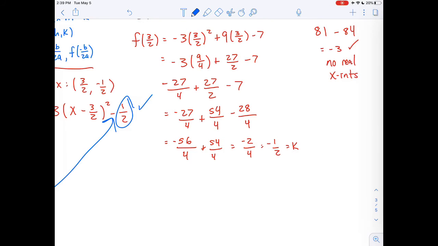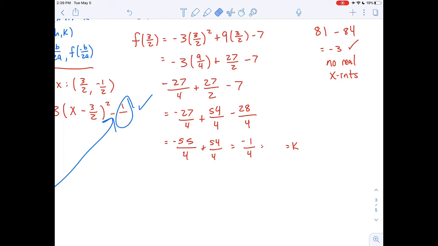So 3 halves squared is 9/4. 9 times 3 is 27. 27 times 2 is 54. Negative 27 minus 28 is 56. Nope, that's not right. It's 55. So if this is negative 55 plus 54 over 4, we actually get negative 1 over 4.